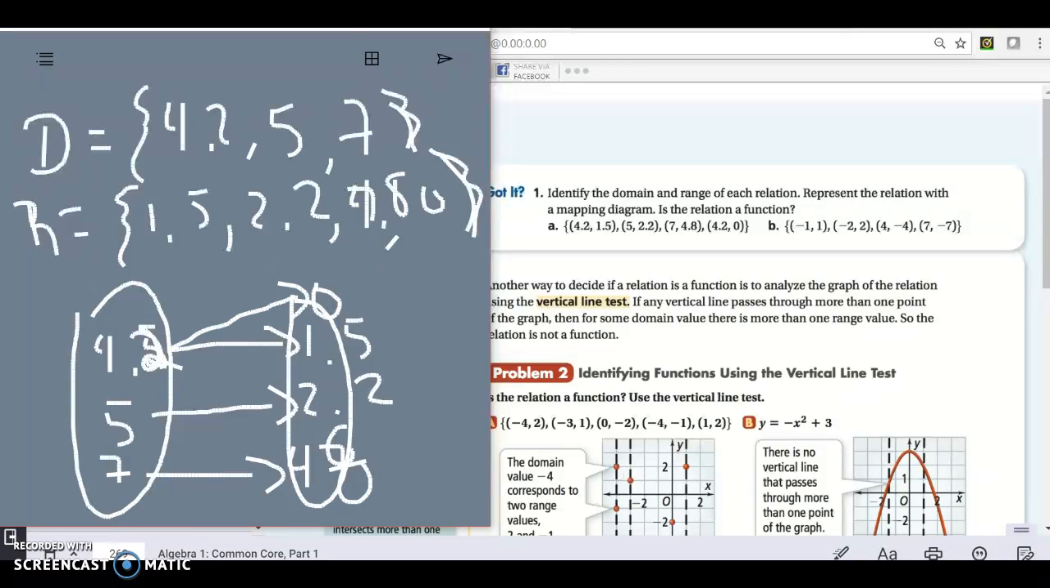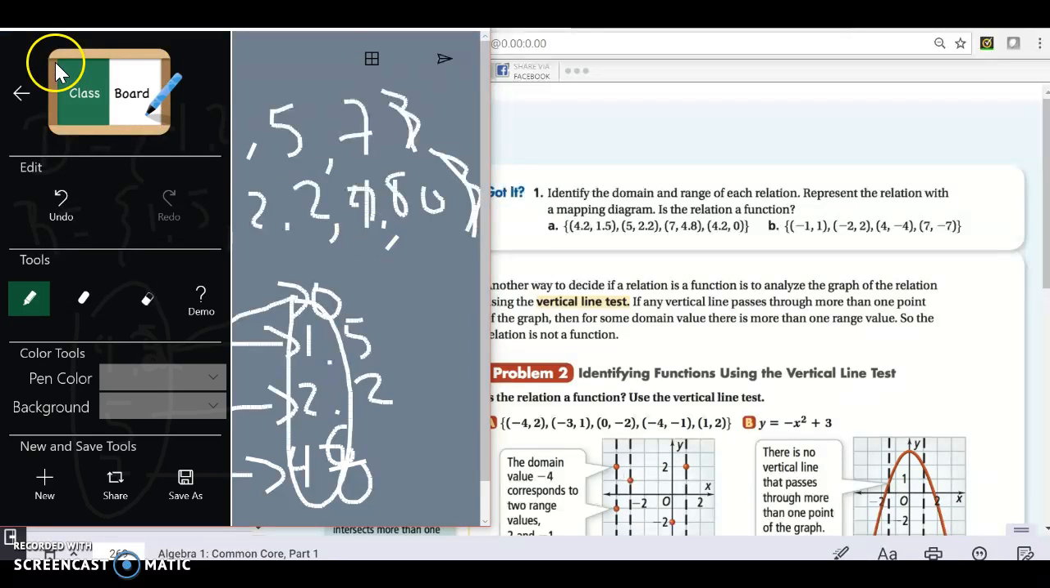So my domain of 4.2 goes to 0 and 1.5. So that means that it is not a function. It's not going to exactly one value. All right, so let's do the next one.